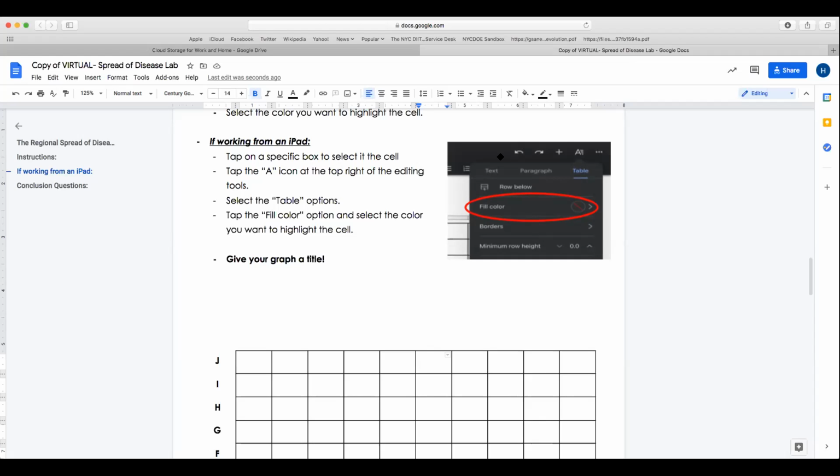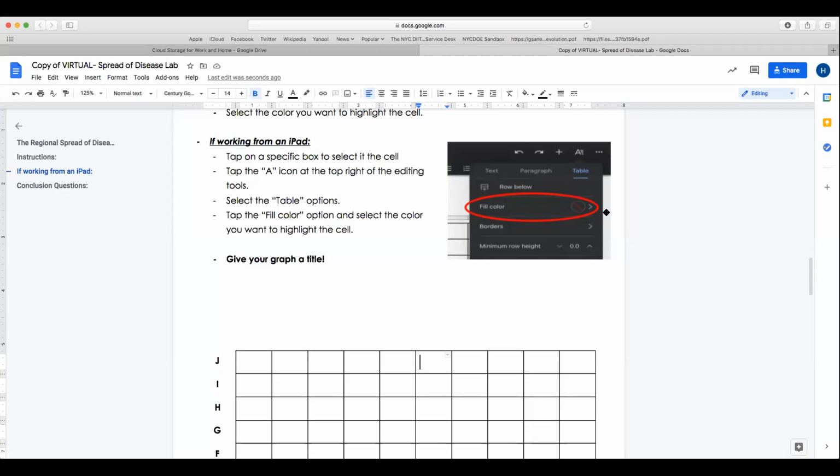All right, so again, if you're working on an iPad, just tap that one box. Then look at this screenshot I provided to show you what you're going to do next. On the top right, you're going to click on this button that has an A on it. That will then open a screen that looks like this. You're then going to click on the table button. That's the third option, the one on the far right. And once you do that, you'll see a screen that says fill color. You're going to click on that button and then choose the color you want to highlight the cell with.